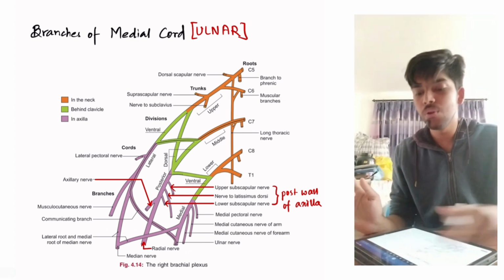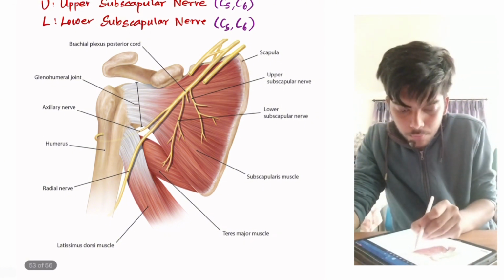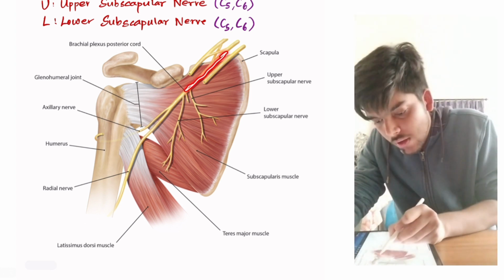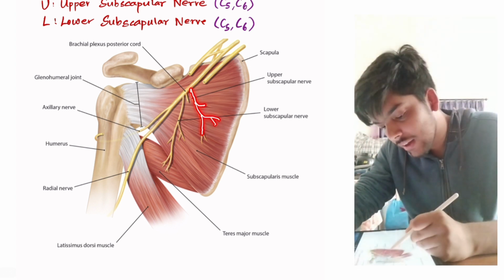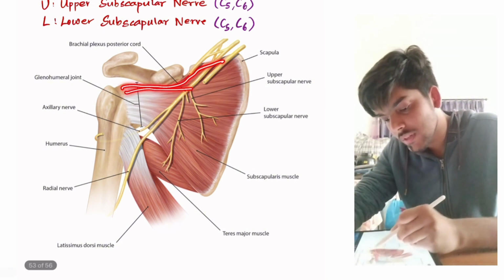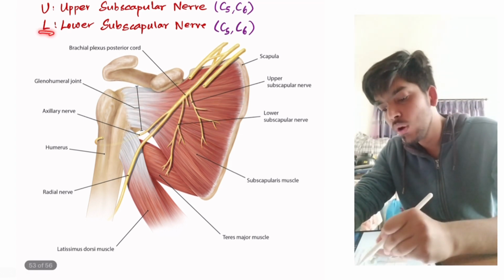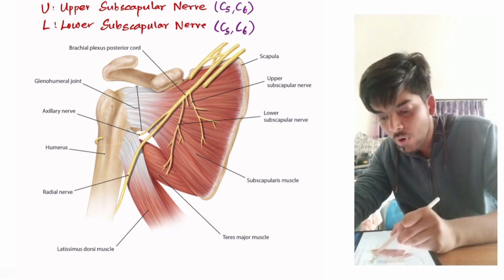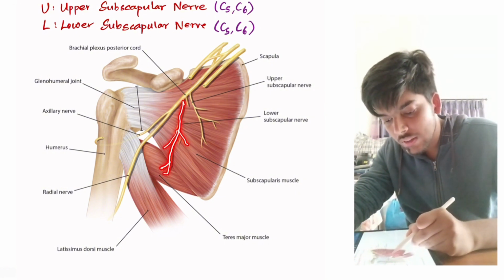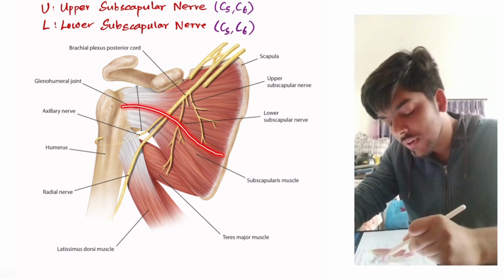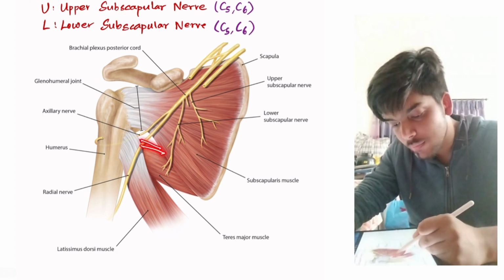First, you have the upper subscapular nerve. So this is the posterior cord. From the posterior cord arises a branch called upper subscapular nerve, and it is supplied to the upper fibers of subscapularis muscle. Next, you have L for lower subscapular nerve. The same cord gives another branch which is called the lower subscapular nerve that supplies to the lower fibers of subscapularis muscle. Along with that, it is also supplied to the teres major muscle.